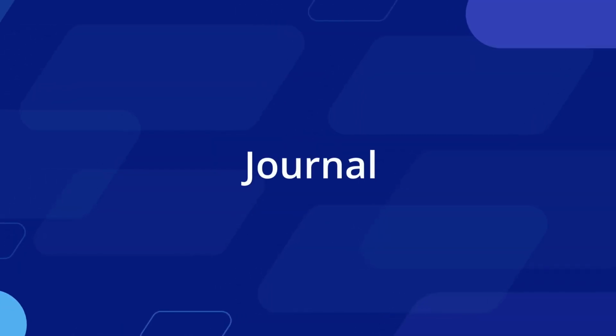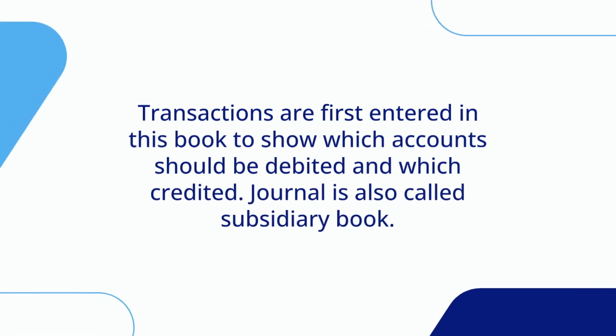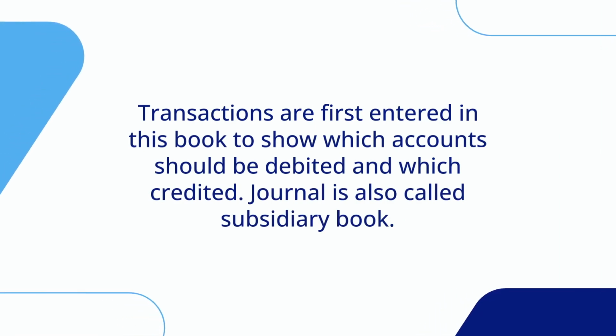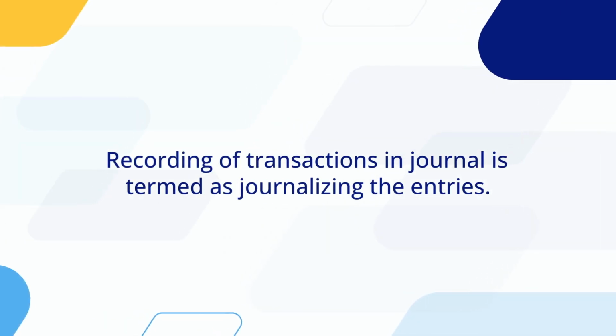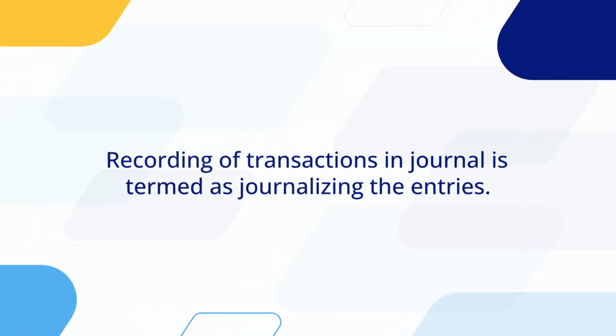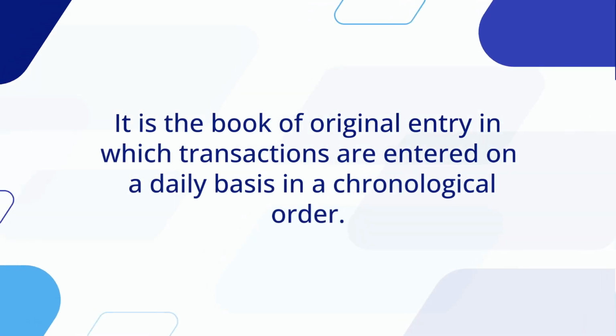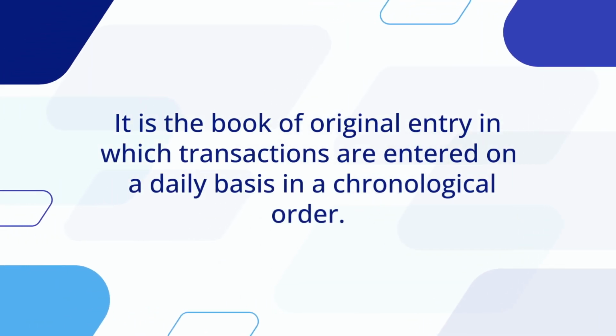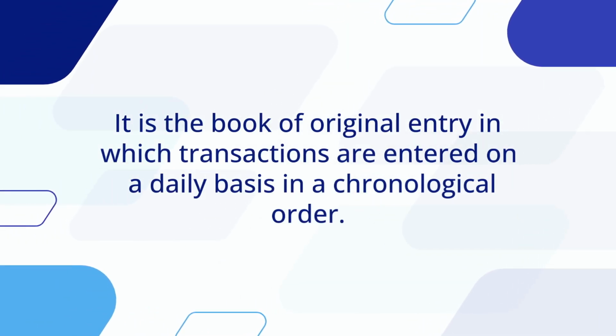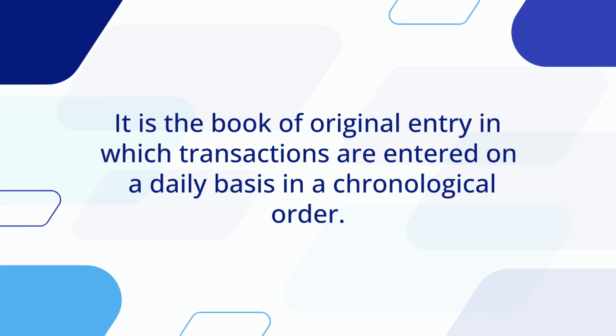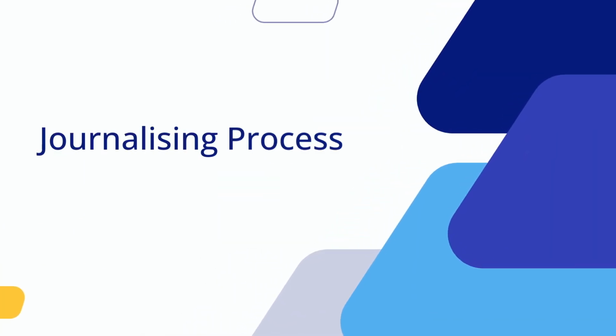Now, let's study journal. Transactions are first entered in this book to show which accounts should be debited and which credited. Journal is also called subsidiary book. Recording of transactions in journal is termed as journalizing the entries. It is the book of original entry in which the transactions are entered on a daily basis in a chronological order. Let's look at the journalizing process.